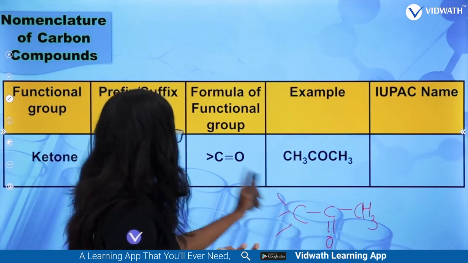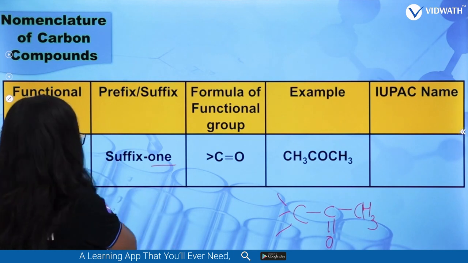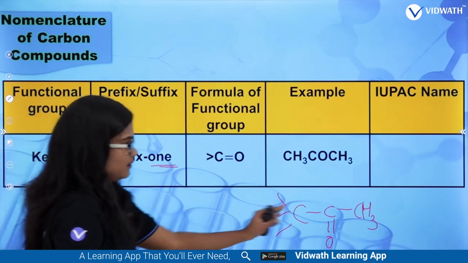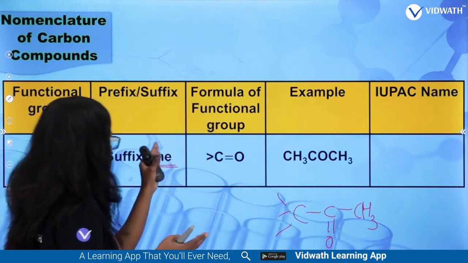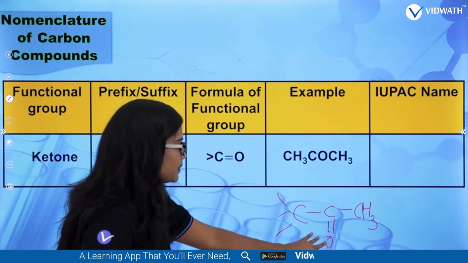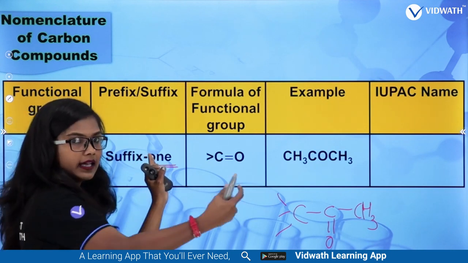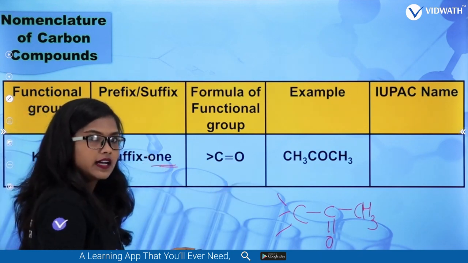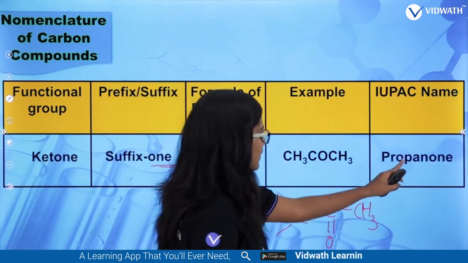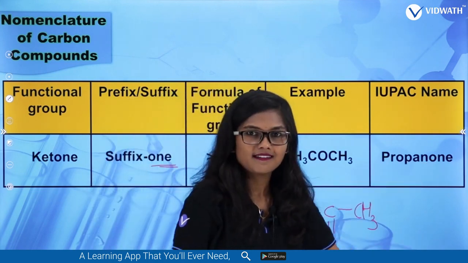So we call the C double bond O a suffix. While naming, we use -one for ketone as a suffix. We have 3 carbons, propane. To show that this functional group is present, we name it by adding -one in the suffix of the hydrocarbon compound. So, what would be the name? 3 are there, propane, and C double bond O, -one. That is propanone. Clear? Yes.